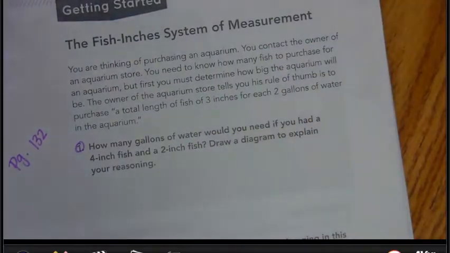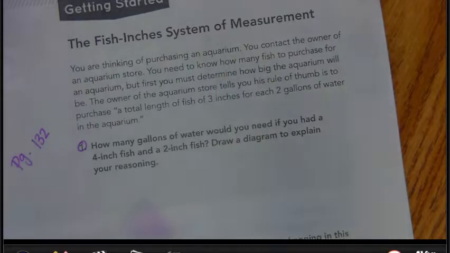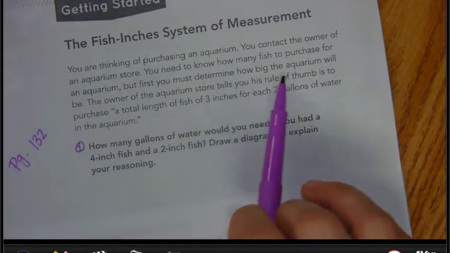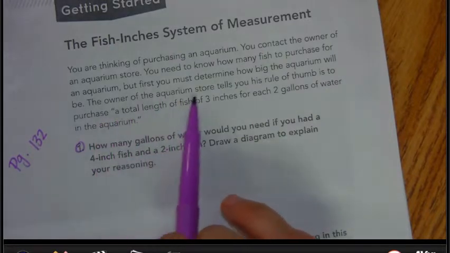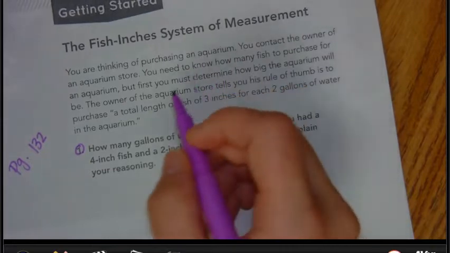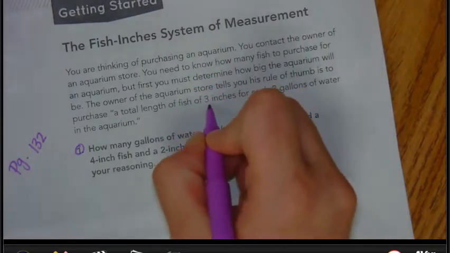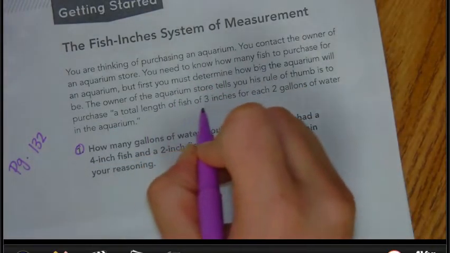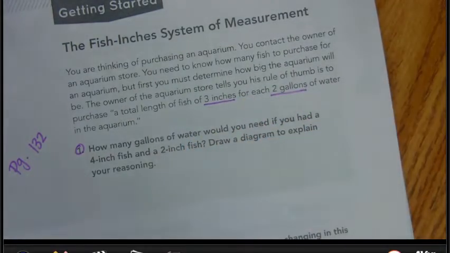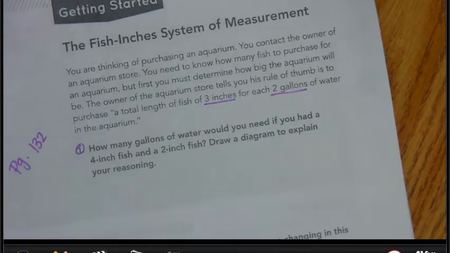You contact the owner of an aquarium store and you need to know how many fish to purchase for an aquarium. But first, you must determine how big the aquarium will be. The owner of the aquarium store tells you his rule of thumb is to purchase a total length of fish of 3 inches for every 2 gallons of water in the aquarium. Okay, so 3 inches to 2 gallons.